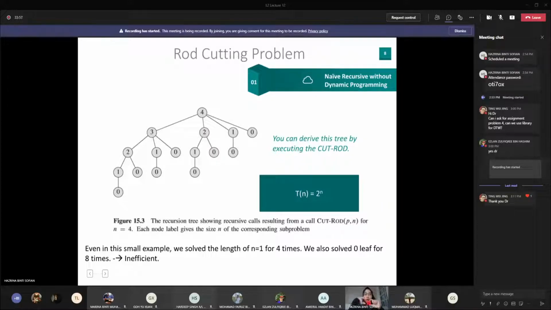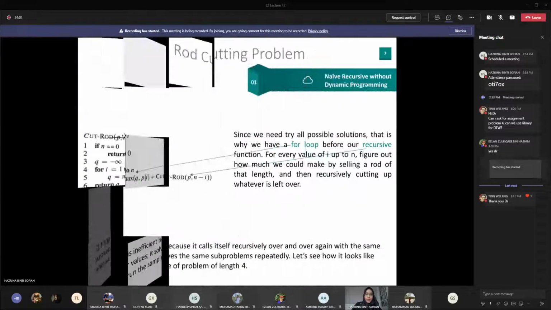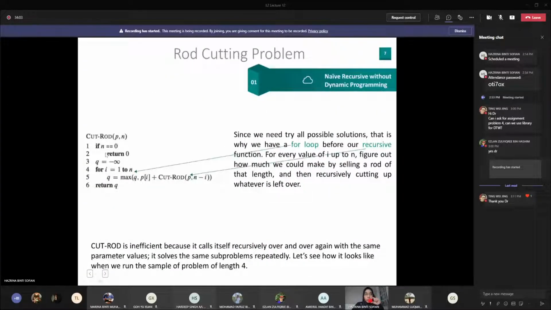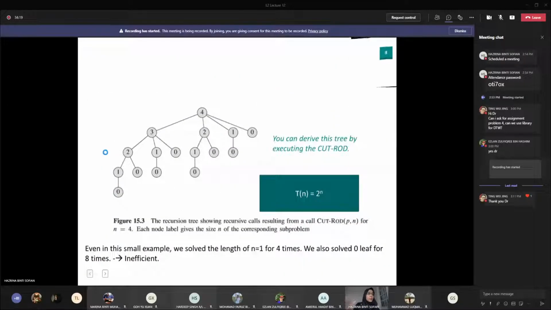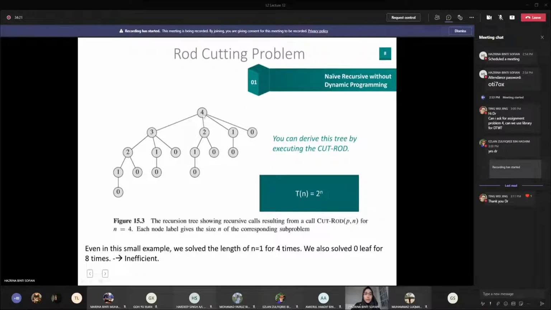So when n is 0, looking at our algorithm, when n is equivalent to 0, then it will return. So when it returns, lastly we will get 4 ringgit for the first scenario, so we can sell all this for 4 ringgit. Okay, and then we have another scenario.